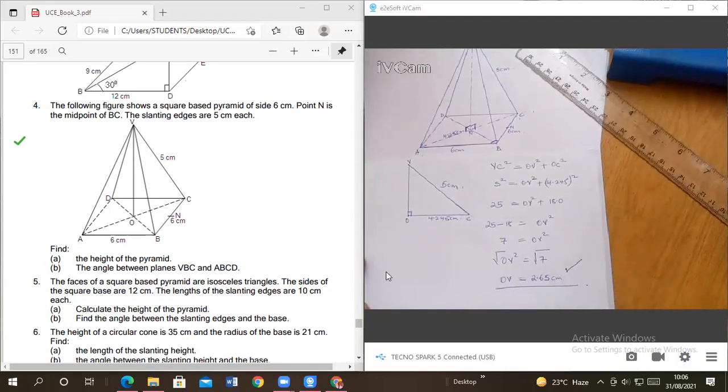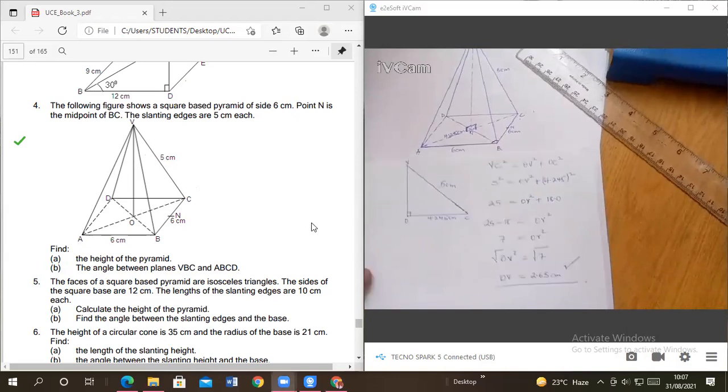Kawami, are we together? Yes, teacher, together. Okay, can you unmute because I'm going to ask you questions. So let us look at part B. What's the angle between the planes VBC and ABCD? What's the angle between those two planes?